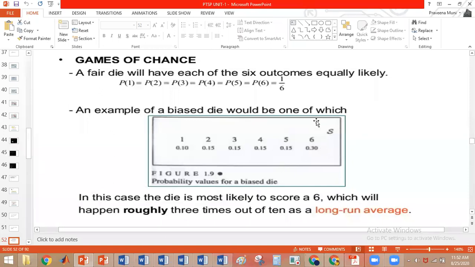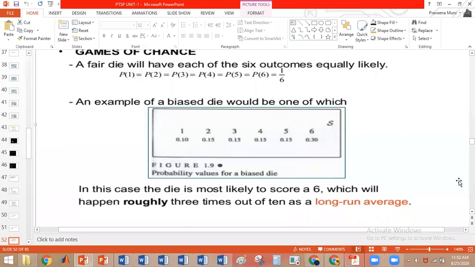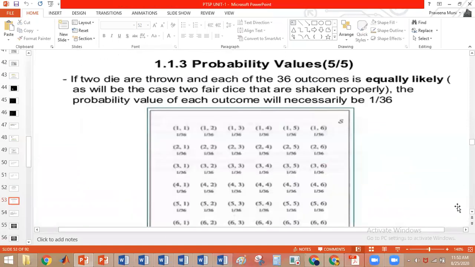Here each outcome does not have identical probability in the case of a biased die, whereas if the events are equally likely, then each outcome will have identical probability. So the first one is the example for identical probability, whereas the second one is the example for a biased die. Any doubts, students?